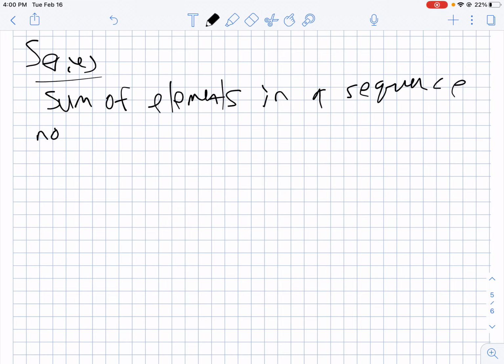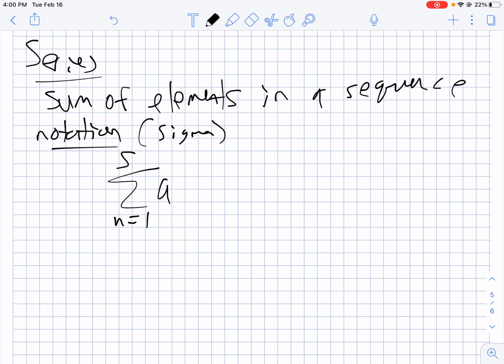So first off, let's talk about just the notation. The notation we use looks like this. It's called sigma notation because it uses the Greek letter sigma. You take the sigma, say n equals 1 to 5 of a sub n. When you see this, it means a sum of the terms of a sub n from n equals 1 to n equals 5.